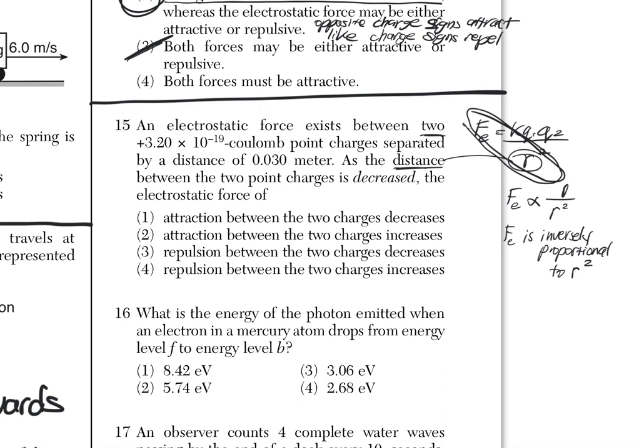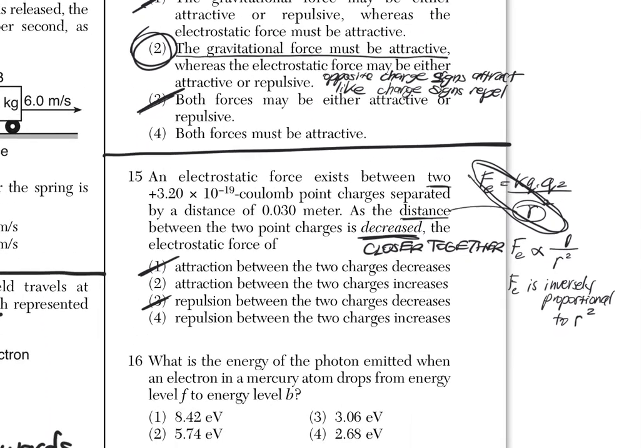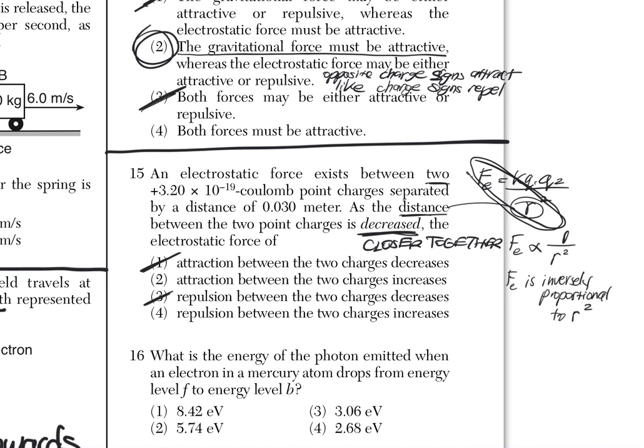So it's not going to decrease. If you're getting closer together, the distance is decreasing. So as they get closer together, that electrostatic force is going to increase. So there goes choice 1 and choice 3. But are they attracting or are they repelling? Well, let's look at 14, where I said opposite charge signs attract, like charges repel. These are both positive, 3.2 times 10 to the negative 19 coulombs. So they're both positive. They are like charges, so they're going to repel each other. So the force of repulsion is going to increase.